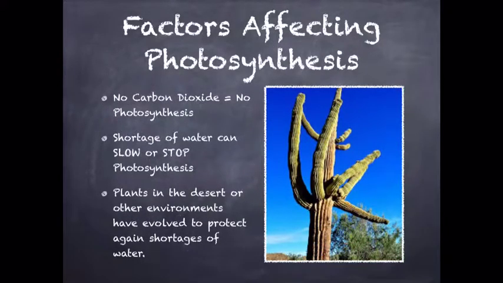Okay, factors affecting photosynthesis. No carbon dioxide in the atmosphere will basically equal no photosynthesis. If this isn't around, the process can't begin. Additionally, a shortage of water can slow or stop photosynthesis. Plants in desert or other environments have evolved to protect against shortage of water. One example is the cactus. A cactus will basically absorb the dew that is on the plant in the morning hours and use this as storage for times when photosynthesis can't occur due to drought.